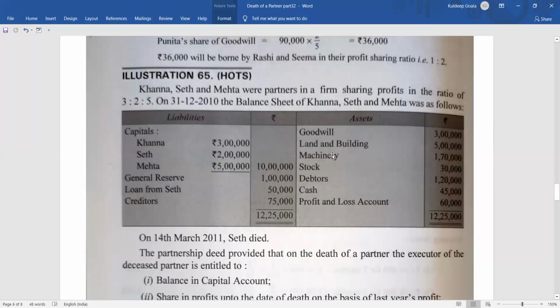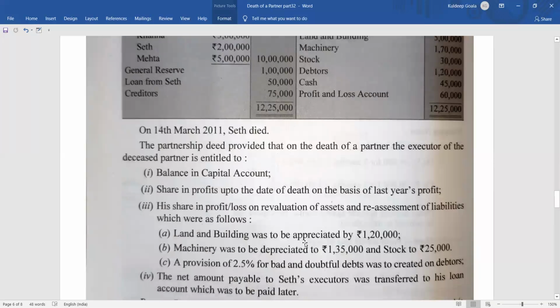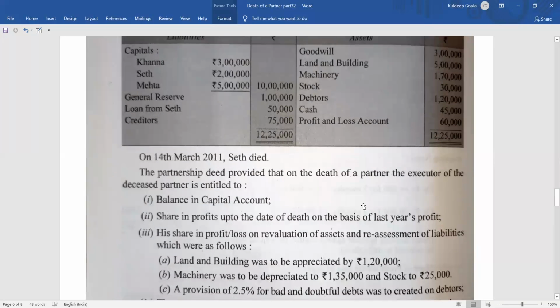Goodwill is not there, so remember that it is not there again. Machinery will come to 1,35,000 because it was told it is being depreciated and brought down to 1,35,000, right? It has been depreciated to the extent of 35,000. And stock is again coming to 25,000, as mentioned here. And debtors 1,20,000, there will be a provision of 3,000, as we have seen just now. And cash, there will be no change because there is no coming or going of money, so it will be the same.